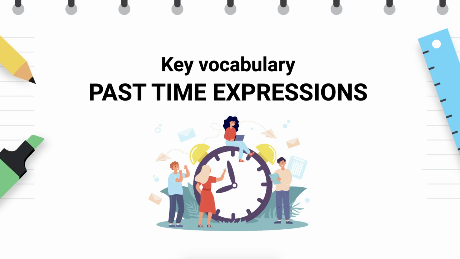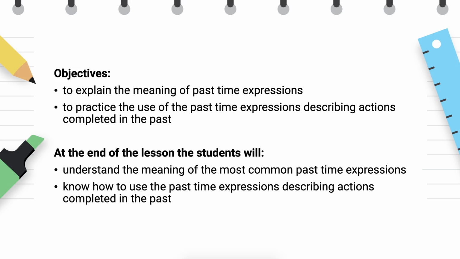Today's topic is key vocabulary, past time expressions. The objectives for the class are to explain the meaning of past time expressions, to practice the use of the past time expressions describing actions completed in the past. At the end of the lesson, the students will understand the meaning of the most common past time expressions and know how to use the past time expressions describing actions completed in the past.